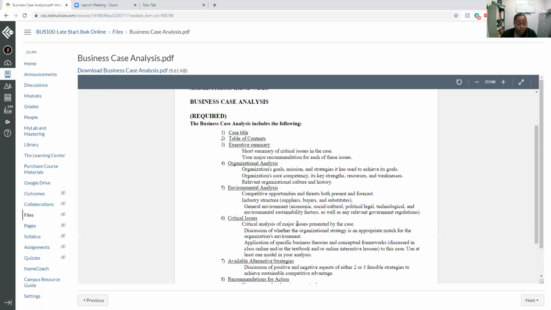I've had groups turn in 35 pages. And I have to read it all. It's a bit excessive, but they're just being thorough. So whatever your group decides to do, that's fine. Make sure you have an executive summary.